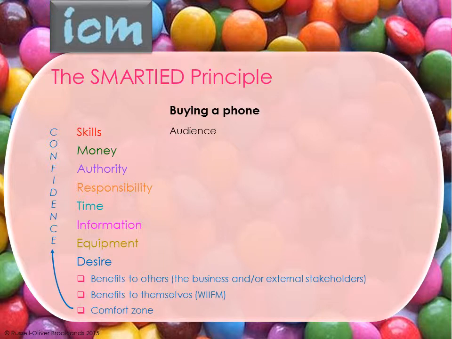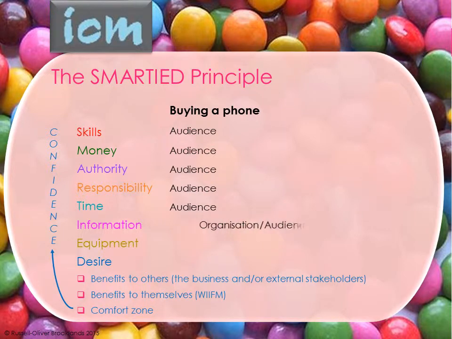As for having the money to do what the business wants, well, that's obviously going to be in the customer's hands as well. And yes, the business may set up some easy payment terms, but actually having the money to buy the phone is still very much down to the customer. Authority to buy the phone is also theirs, as is the responsibility and the time.